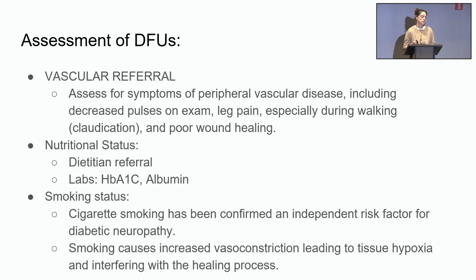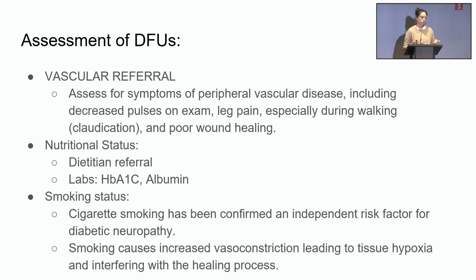Next thing, vascular referral. Almost every single patient that has a wound needs a vascular referral. If it's a traumatic wound, or they very obviously have decent blood flow, they're younger and non-smokers, whatever, but in general, if a patient has a chronic wound, they should have a vascular referral, point blank. Other things, nutritional status, dietitian referral.